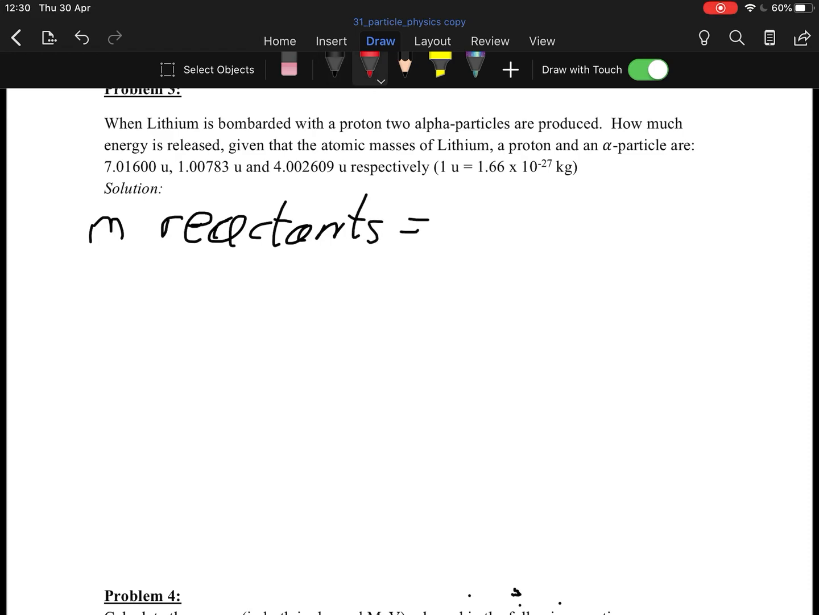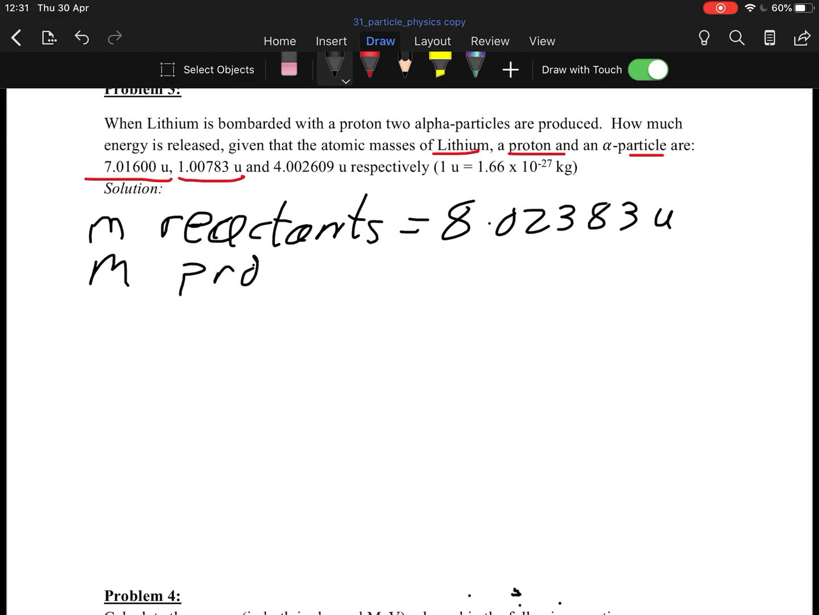Mass of reactants. So what are our reactants here? It's lithium, which is this one, and the proton, which is this one. It gave it to us in order: lithium, proton, alpha. So when I added the 2 of them together, I got 8.02383 U.